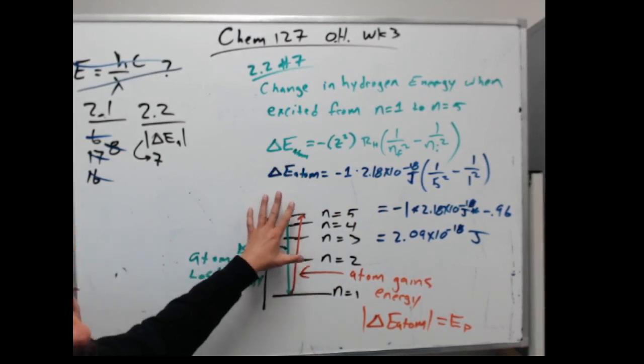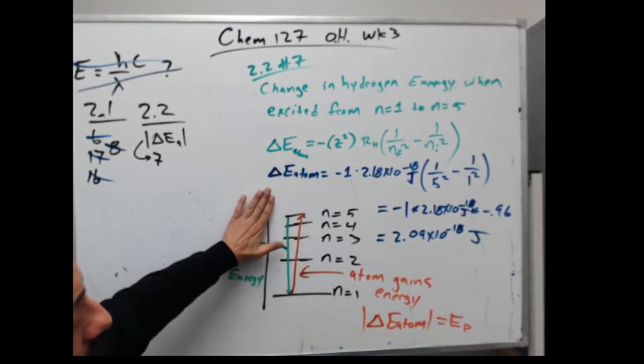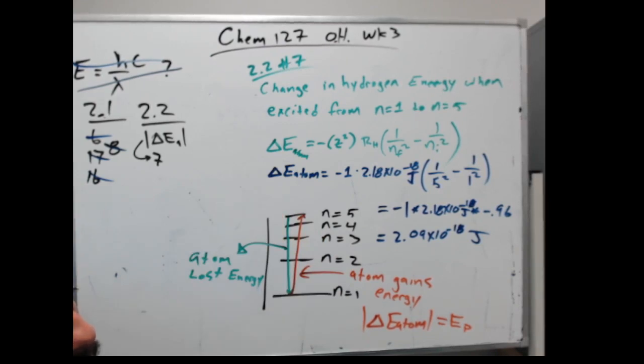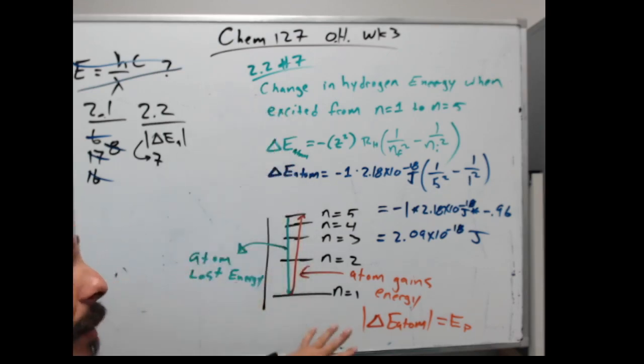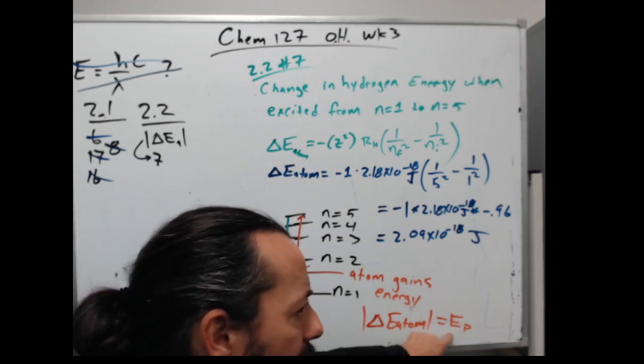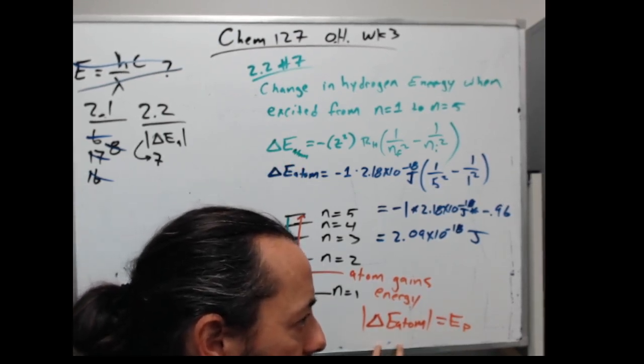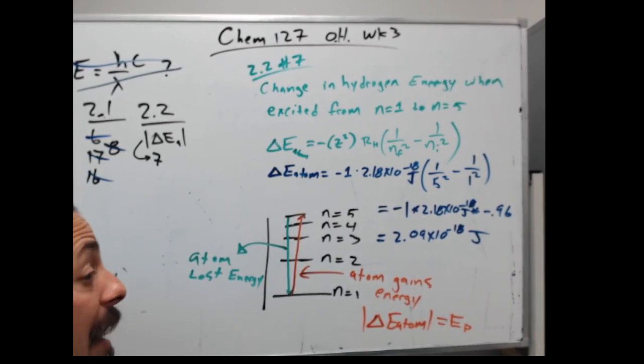So, the way that I make sure I don't mess up my negative signs, I always do the thinking step of: are my n values going up or down? Is my atom gaining energy or losing energy? Photon should always be positive, right? Because it's the absolute value. So photon is always positive. But the atom can gain or lose energy.